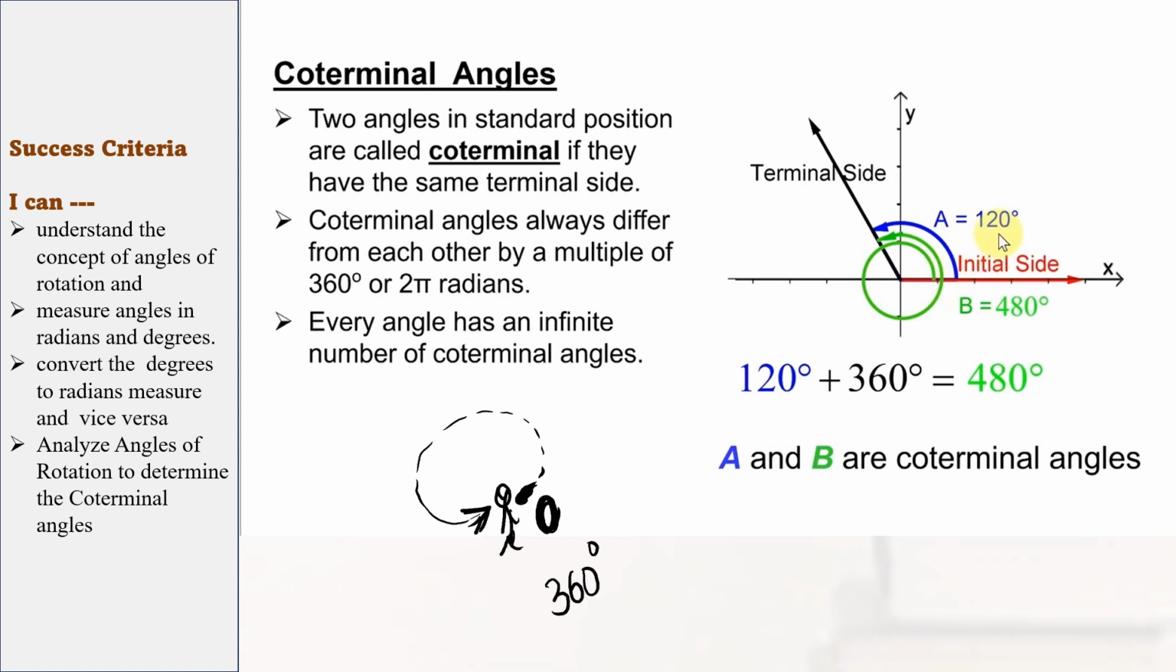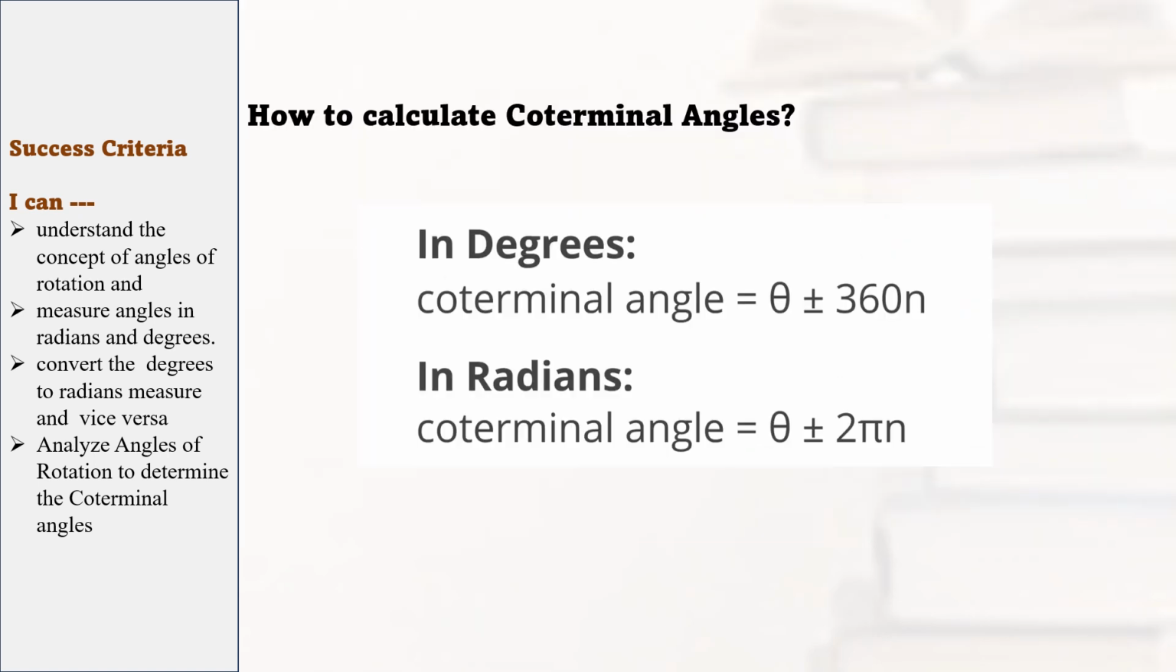Okay, now in order to get the answer of the coterminal angle, simple, you add or subtract the angle with the 360 degrees. So in degrees, you know that one rotation means 360, right?